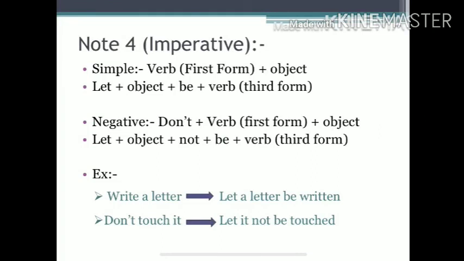The last note is for imperative sentences. Imperative sentences are those sentences where we see a command, request, or order. The simple syntax of imperative sentences is verb's first form plus object. And when you change it into passive voice, we have to use let. So the new sentence will become let plus object plus be plus verb's third form. And when we see a negative imperative sentence, we have don't plus verb first form plus object. When we change it, it will change into let plus object plus not plus be plus verb's third form.